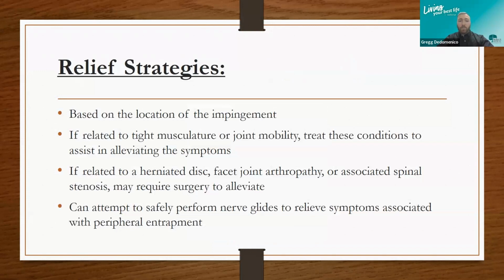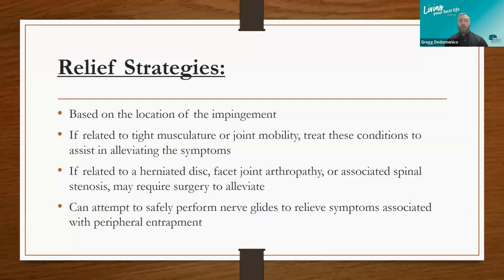Now, relief strategies are largely based on the location of this impingement and are based on some of the conditions previously discussed. So if it's related to tight musculature or joint mobility, you could treat these conditions to assist in alleviating the symptoms. You could stretch the muscles, you can massage them, you can work on joint mobility and improve the way that these bones glide against one another. But if it's related to a herniated disc, facet joint arthropathy, or associated spinal stenosis, it may require surgery or it may take quite a bit of time to alleviate. It is not something that's going to go away as consistently as with the point listed here above. You can attempt to also safely perform nerve glides to relieve these symptoms.